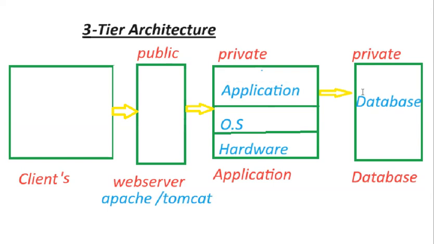So you can tell me now, is this architecture suitable for production environment? Yes, since it can handle multiple clients' load. Whenever multiple clients request this web server, since the application is present in a different machine and the database is present in a different machine, it can provide the response. So this is suitable for production environment as well.